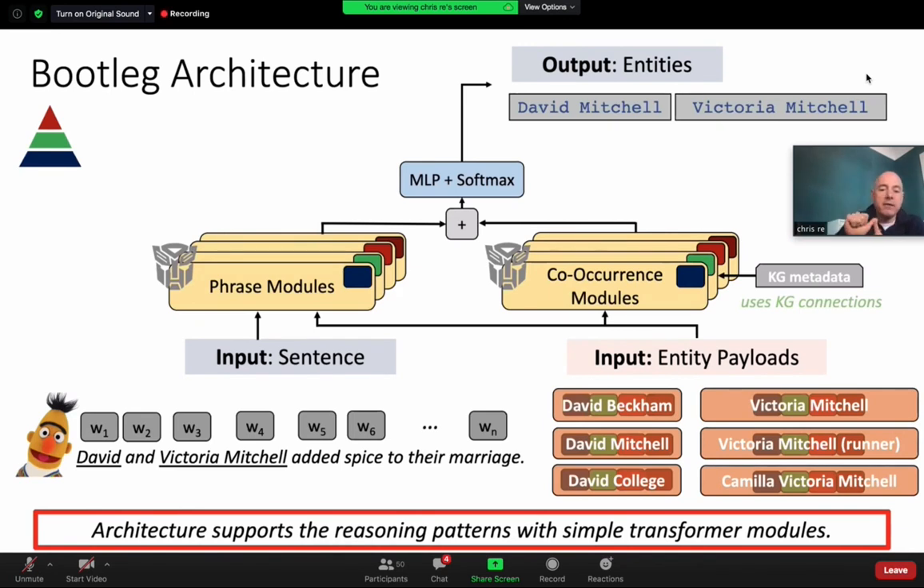Like, I know that Victoria Mitchell, let's say, is a poker player. Does this sentence indicate that a poker player should be here more than the rest of the sentence? And so that was fed in. So each one of those four corresponds to each one of those four data types that we were bringing in: relationship, coarse types, fine types, and idiosyncratic on the entity. That's what the phrase modules do.